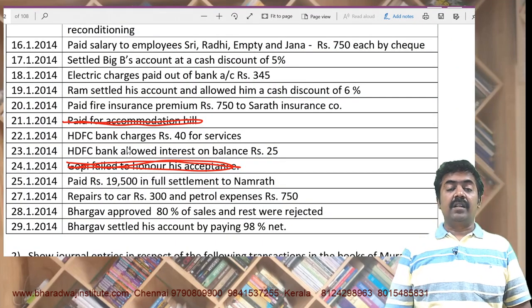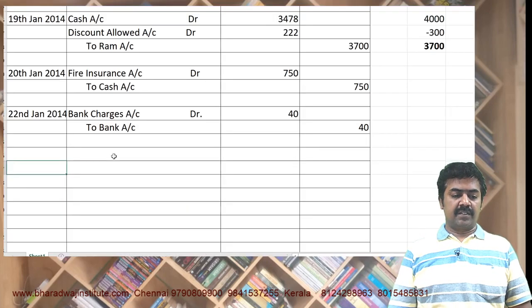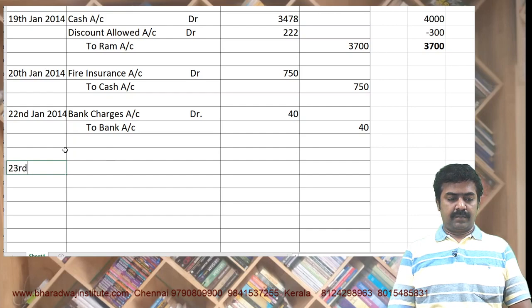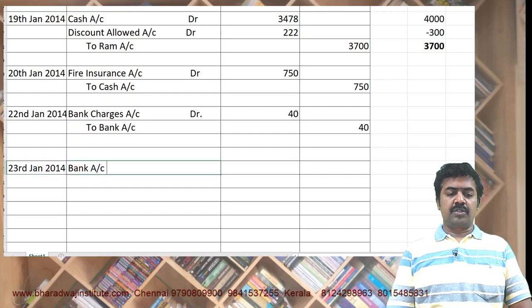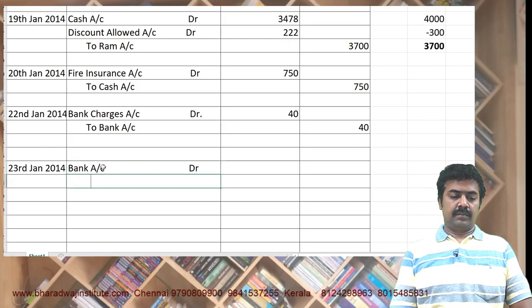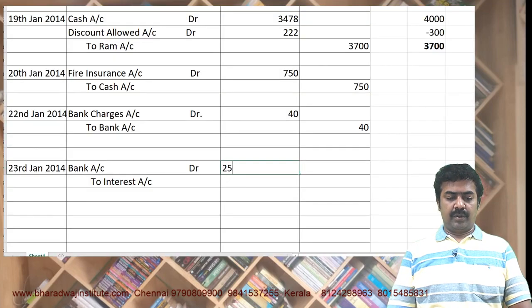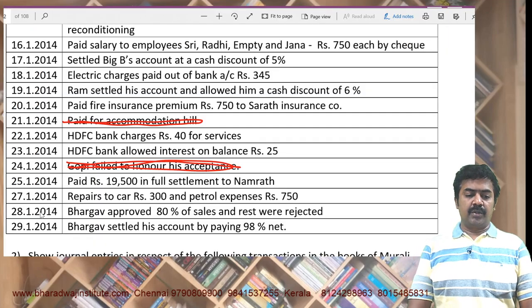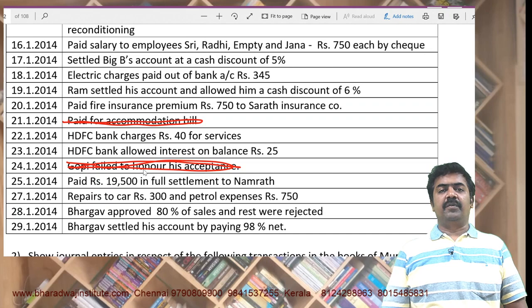HDFC bank allowed interest on the balance, 25. They are giving interest, which means it's an income for us. It will also get added to your bank account. Bank account debtor to interest account. How much? 25. Bank account debtor to interest account 25.